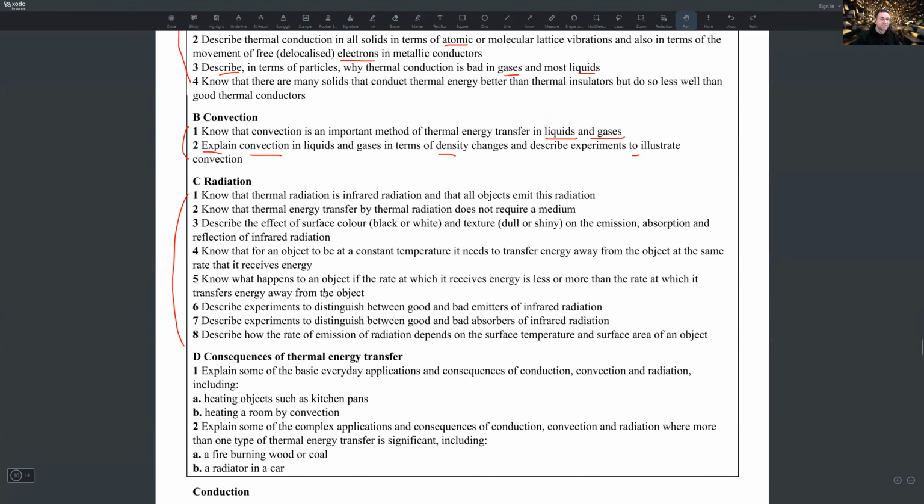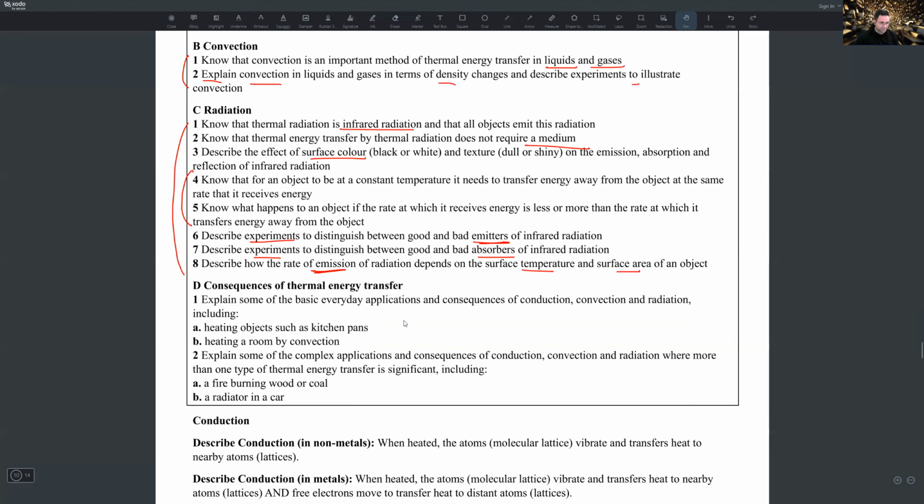Then radiation. Radiation is called infrared radiation or wave. It does not need a medium because it's an electromagnetic wave. The surface color affects radiation, right? And if an object is losing or gaining radiation, how does its temperature change? That's 4 and 5. Describe experiments to show me the difference between good and bad emitters of radiation. Experiments to show me the difference between good and bad absorbers of radiation. And how does the amount of radiation emitted depend on temperature and area? These are all details you're supposed to be familiar with once we finish describing all of these.